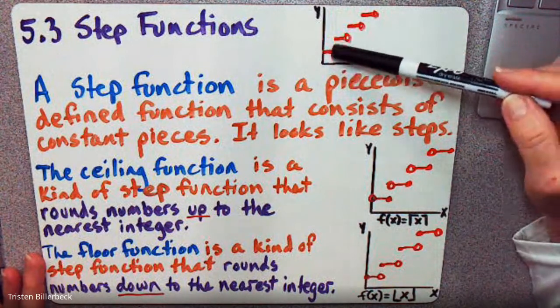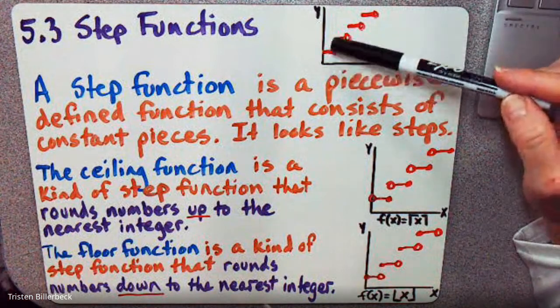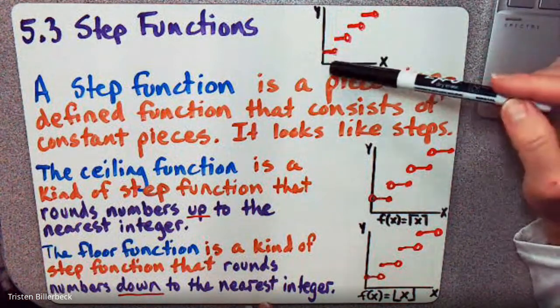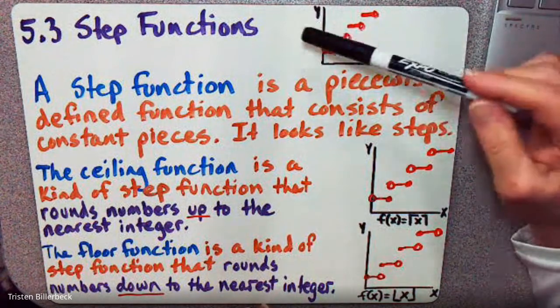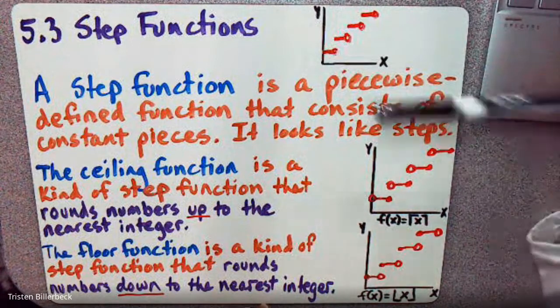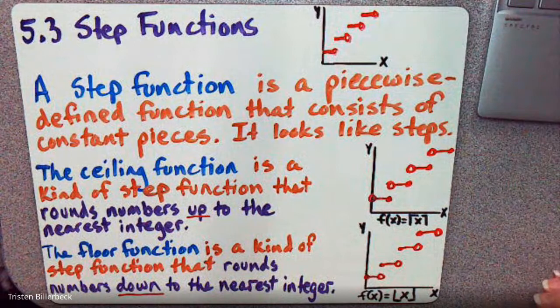And then the open hole means that it's not part of that y, that range for this x, but it's part of this part of the step for that y value when we are at this value of x. So a step function, there's a few types of step functions.